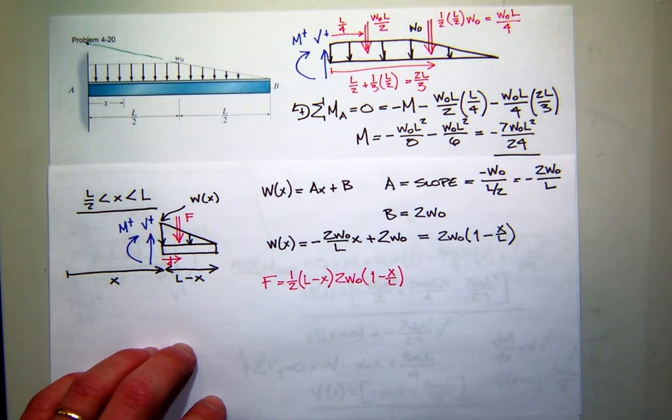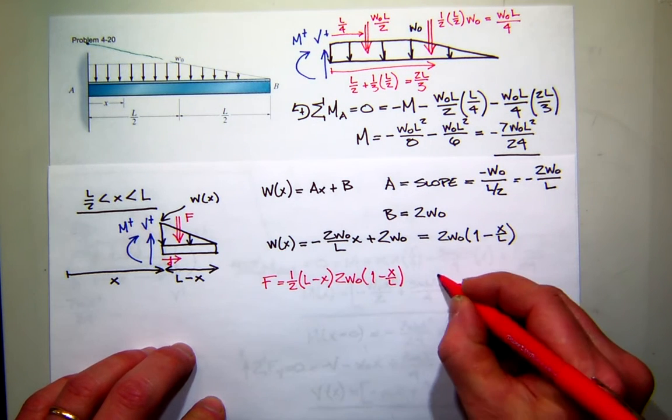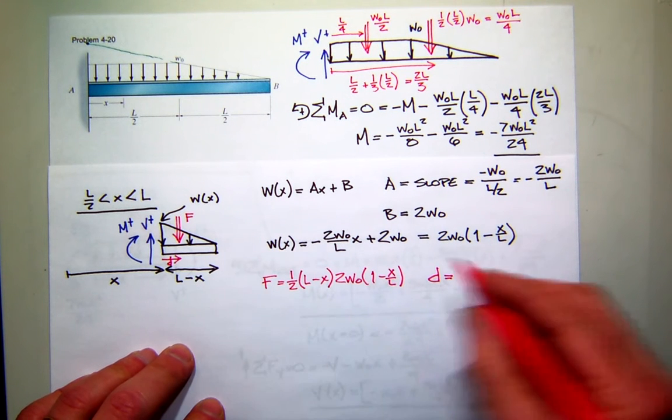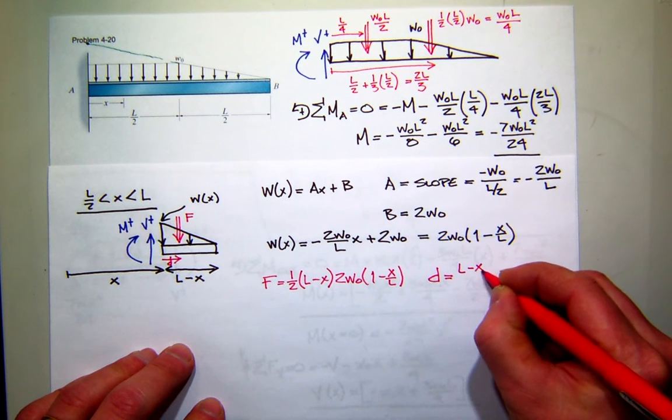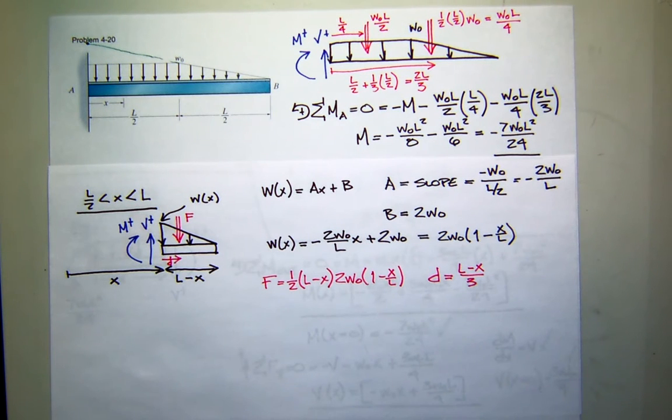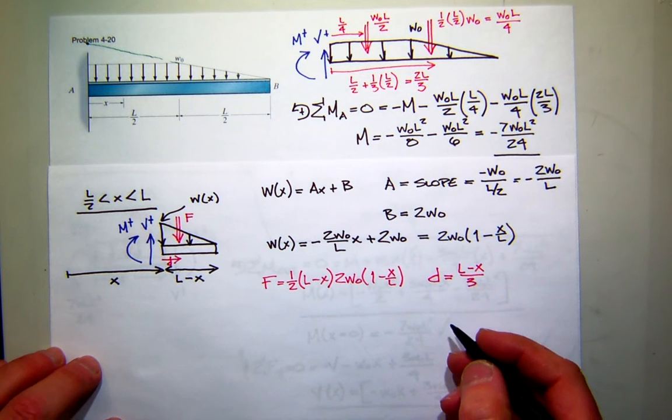Not pretty looking, but that's what it is. And what's D? It's 1/3 of this distance, so it's L minus x divided by 3. So at this point, you just have to shove all that stuff in there and solve for it. You're going to get just a long set of terms, and we may just want to leave them like they are.